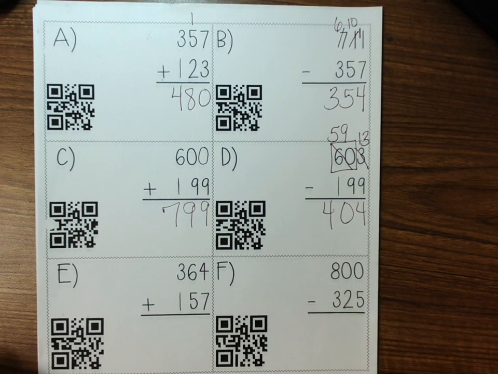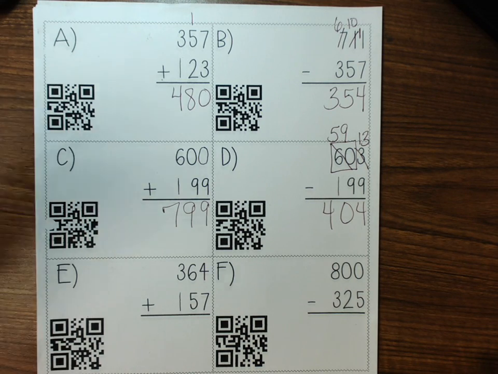Then we have 364 plus 157. Again, if you always want to use base 10 blocks or use a number line or a strip diagram, you can use those strategies to help you draw a picture model. You don't always just have to do the basic algorithms.